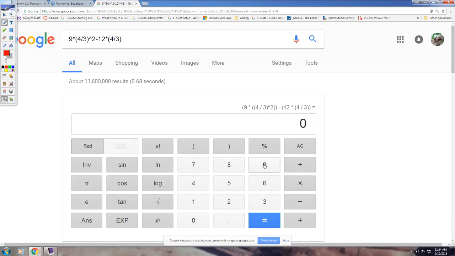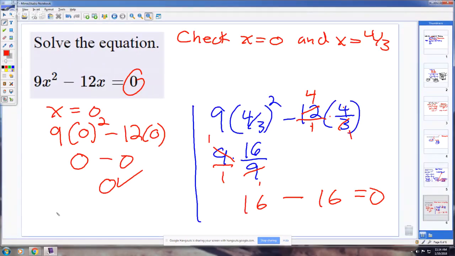So trying that again here in Google Calculator. For those of you with Android phones, Google Calculator is great. Come on, calculator. Ooh, it doesn't want to work for me today. All right, so I can do that now. Okay, so back to the homework.